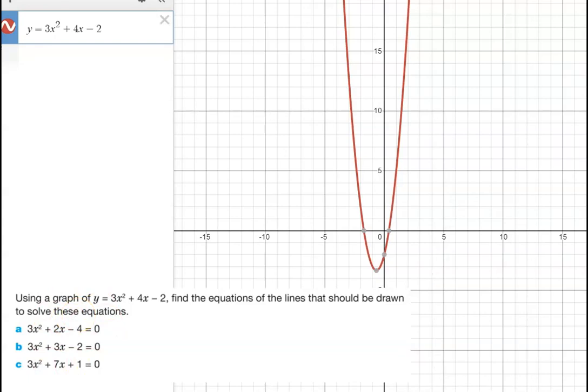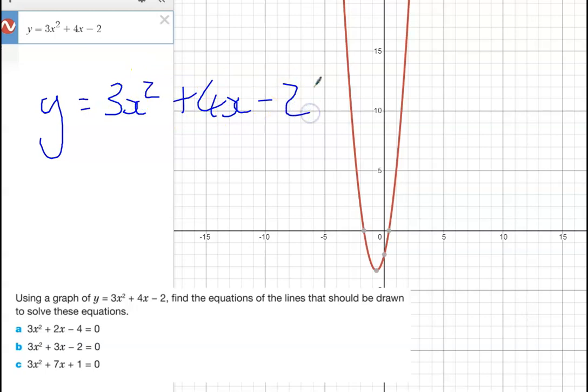And the way we do it is we start off with the thing that we have. So y equals 3x squared plus 4x minus 2. And then we write down the thing that we want, which is 0 equals 3x squared plus 2x minus 4. Okay, and then we want to know the difference between them. If we know the difference between them, then basically whatever's left, we're going to plot that and then get simultaneous equations, essentially.